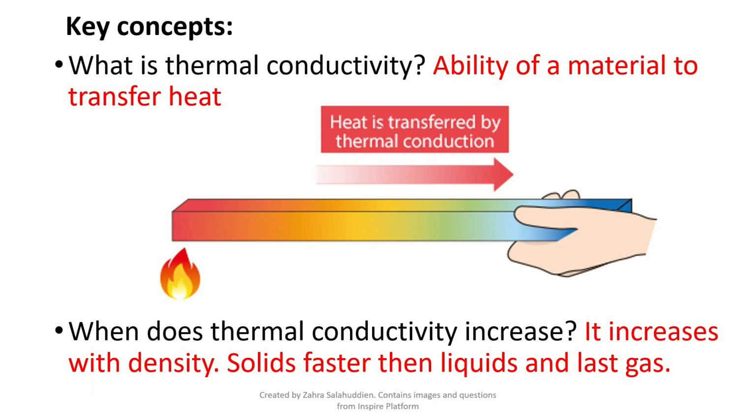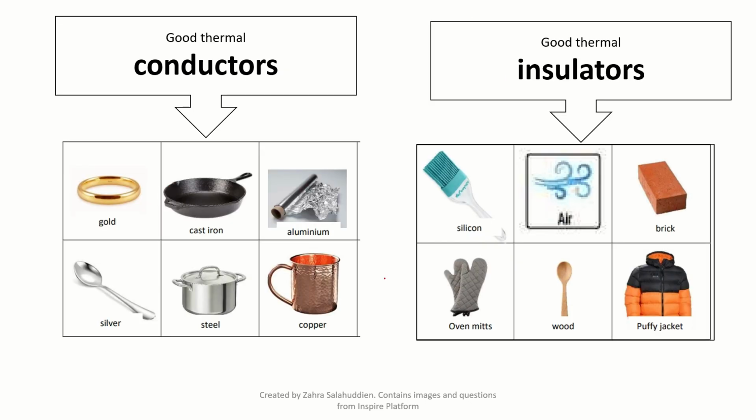So thermal conductivity is how good a material is at transferring heat. Ability means how good it is or how bad. How good or bad a material is at transferring heat. We already said that solids are very good, and then liquids, and last gas. So why is this important? Because sometimes we want materials to get hot, and we call these conductors. They allow the heat to move through quickly.